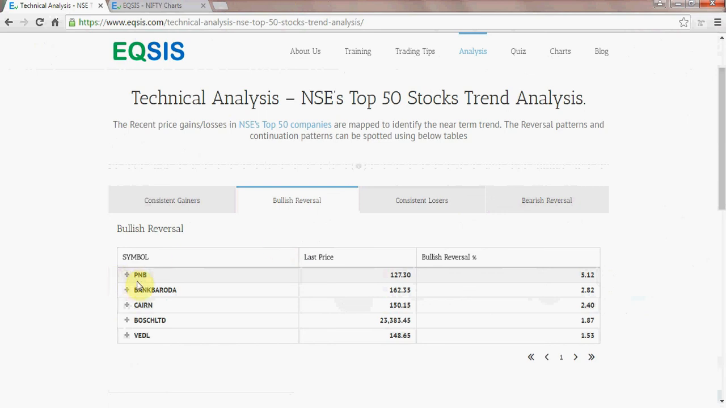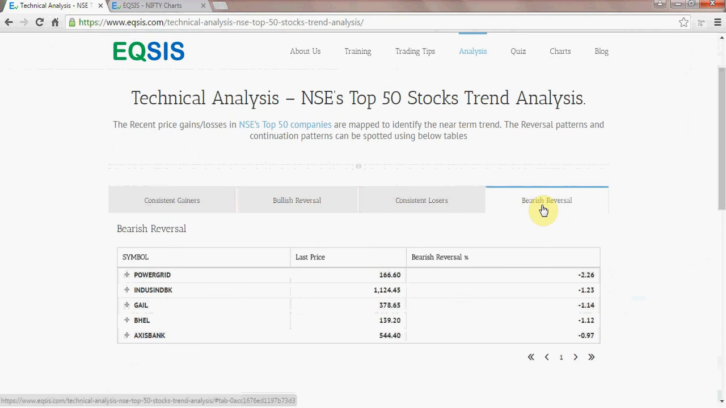So PNB gained a significant recovery from the low. Likewise, I can see bearish reversals. A stock which fell significantly from the high is what I want to know, because today it managed to go all the way to that high and it witnessed a fall from there. I really want to know what sort of stocks.